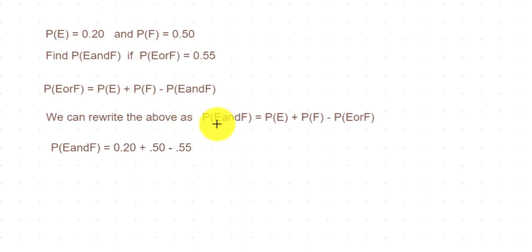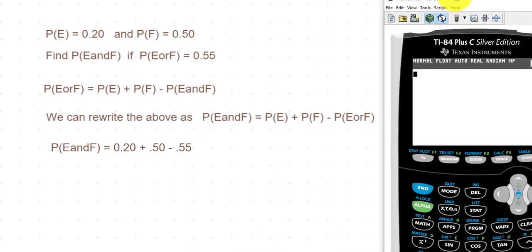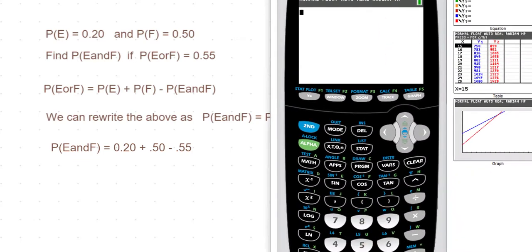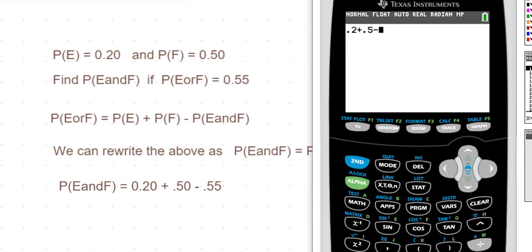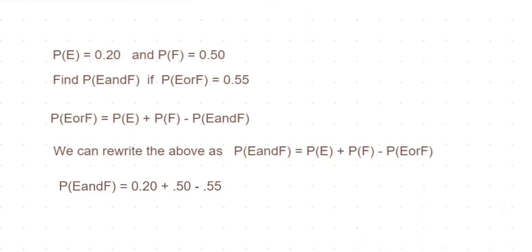And then I substitute, right? We were given that P of E or F was 0.55. P of E was 0.2, P of F was 0.5, minus the 0.55. So we have to do this calculation, and let's just do it on my calculator. So 0.2 plus 0.5 minus 0.55, right? That's the probability of E plus the probability of F minus the probability of E or F. And I get 0.15.